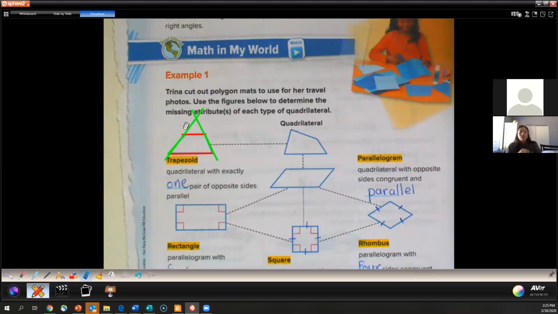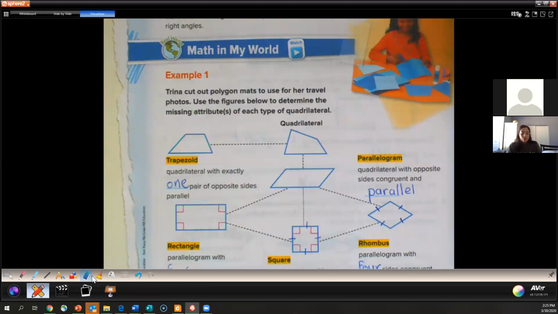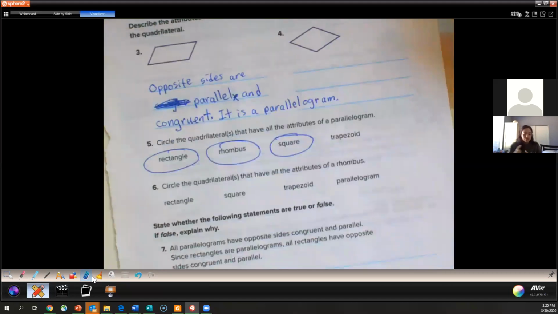So boys and girls, a trapezoid does not match the attributes of a rectangle, so we don't want to circle that one. So what you guys should have circled on this one, just like Mr. Yates has, you guys should have a rectangle, a rhombus, and a square circled. A trapezoid does not match the attributes of a parallelogram.